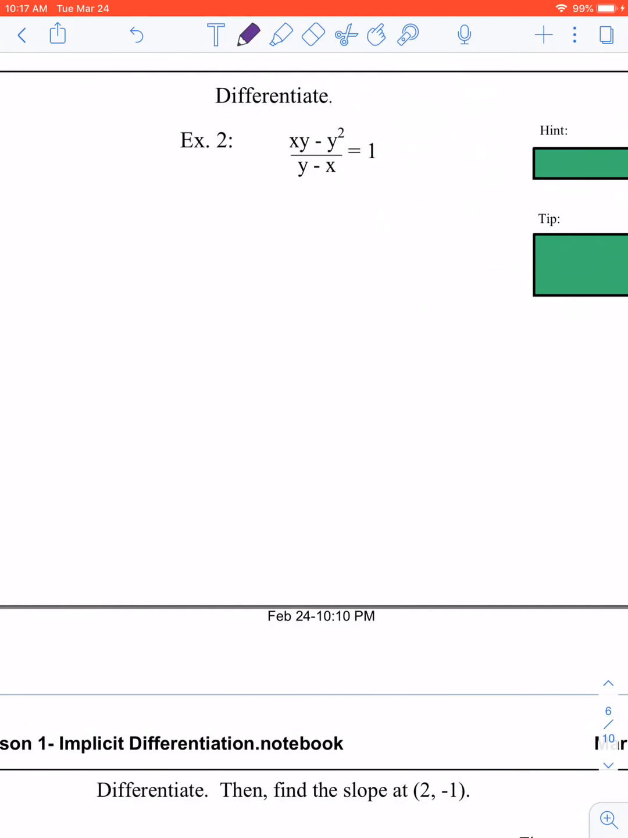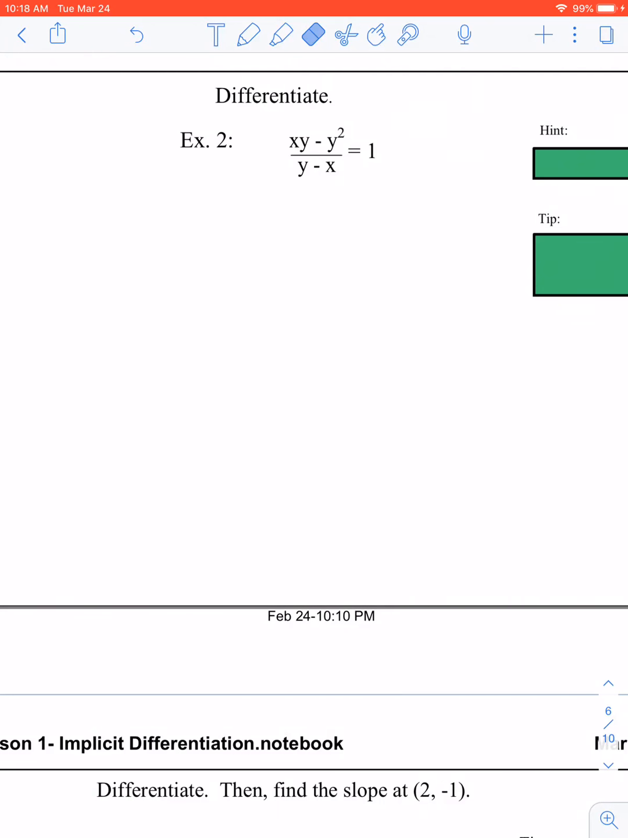Welcome to our second video on implicit differentiation, where we address how we actually complete our homework problems. Here we go, example 2. The first thing I ask myself is, am I going to approach this implicitly or explicitly? I'm noticing this is not in y equals form, and therefore I'm going to take an implicit approach.